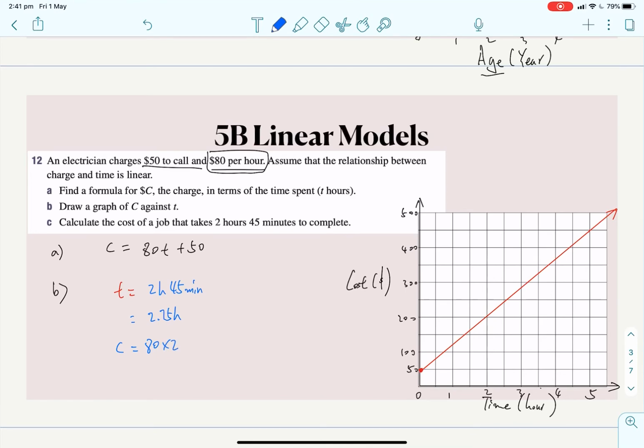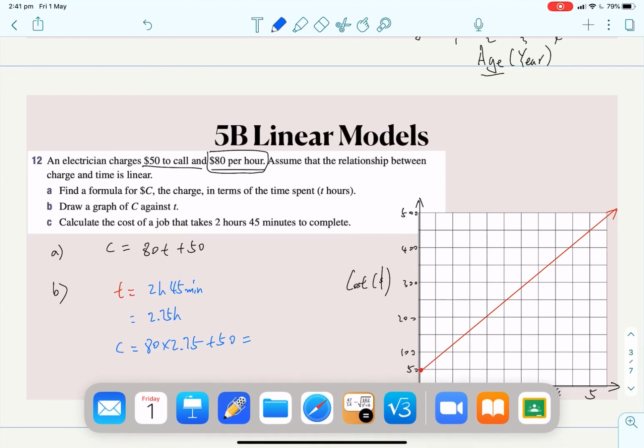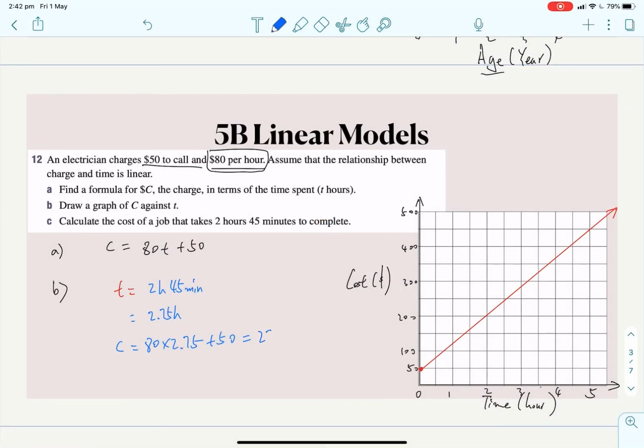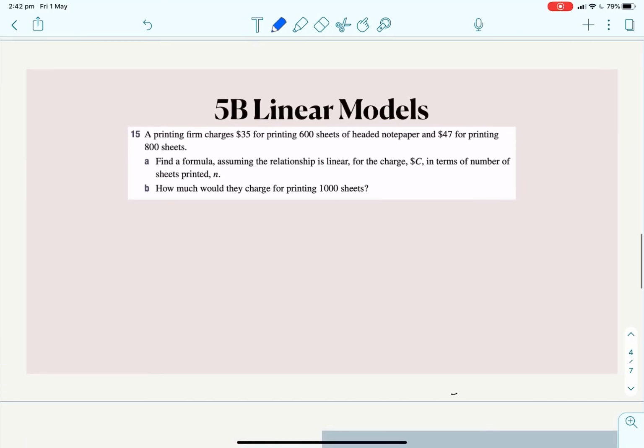All you need to do is substitution. 80 times 2.75 plus 50. I need to calculate that again. It's a little bit windy outside. Okay, so 80 times 2.75 plus 50 is 270. So it's $270. Simple.